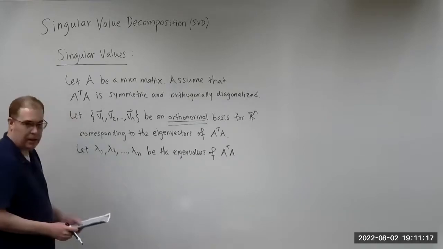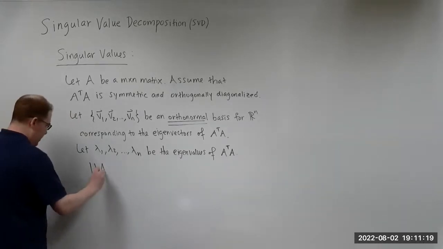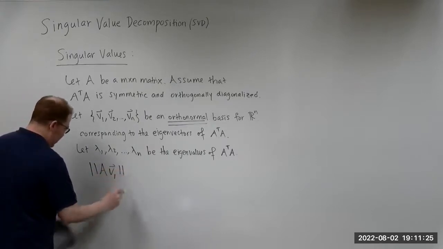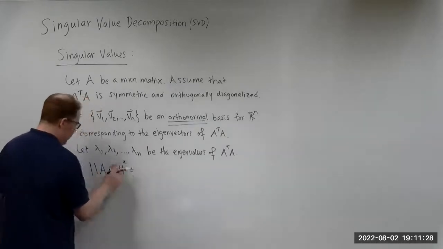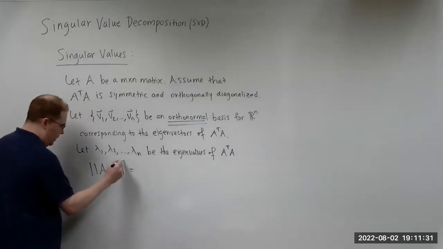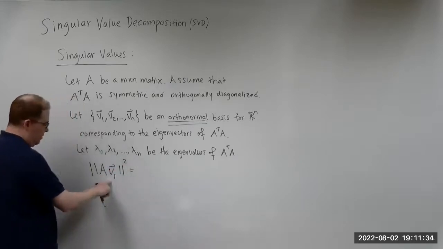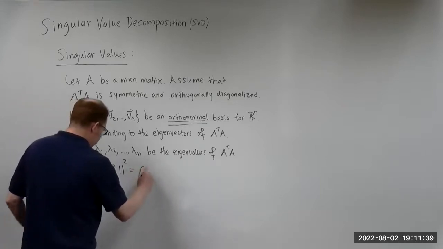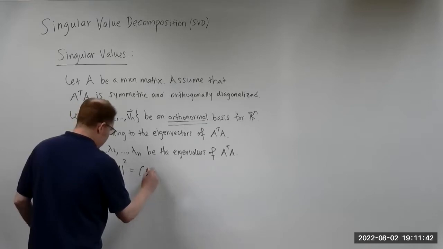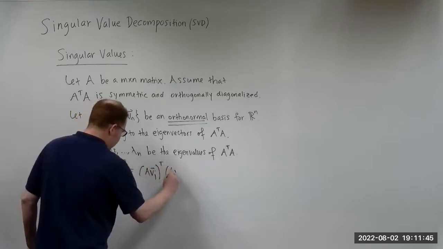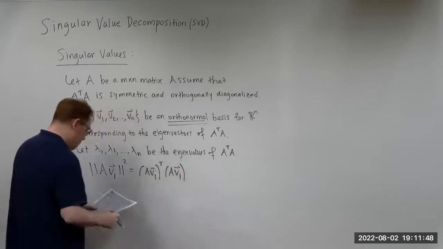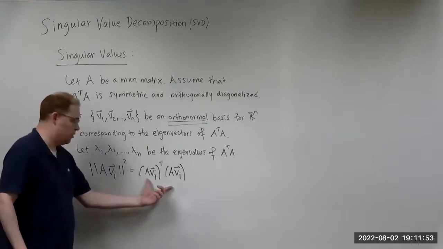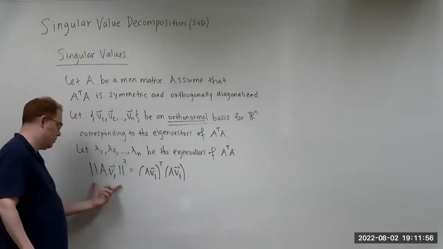Okay, so let's do some calculation here. What I want to do is take the matrix A and operate it on a vector v_i, and then take the norm and square it. This is just the same thing as taking Av_i and dotting it with itself, which can be written this way. That is just by definition, the definition of the inner product, which is the notation for this.